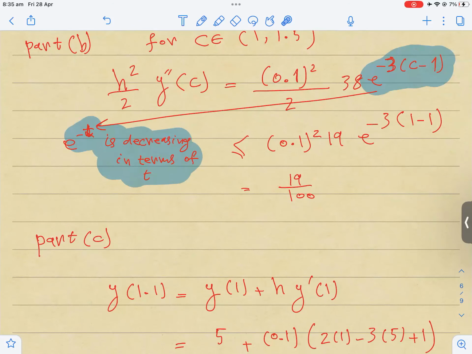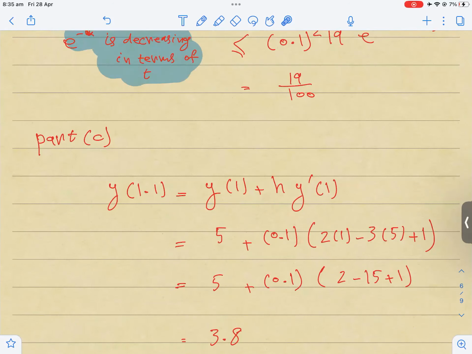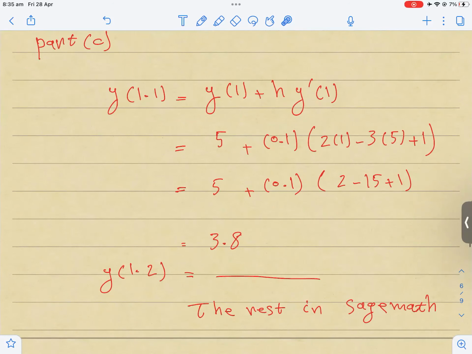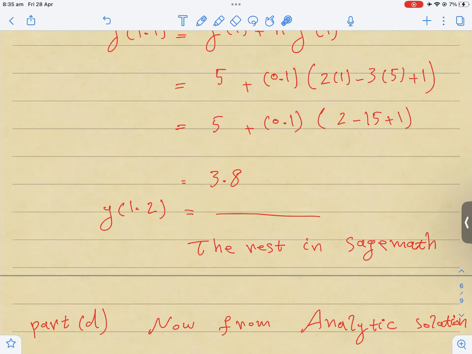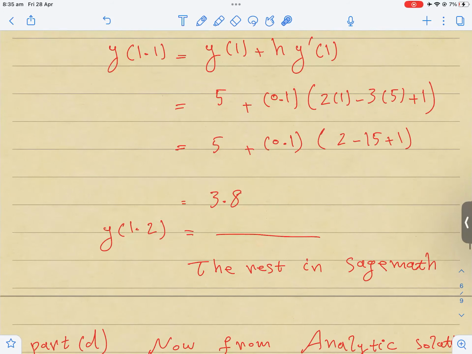Now, part C. Part C tells me to apply Euler's method, this guy, with h equal 1/10 and h equal 1/500. So it is obvious what I did here. You see this guy. I shouldn't explain Euler's method, what I did here. Y of 1.2 relies on the previous one. We will do the rest of the job in SageMath.